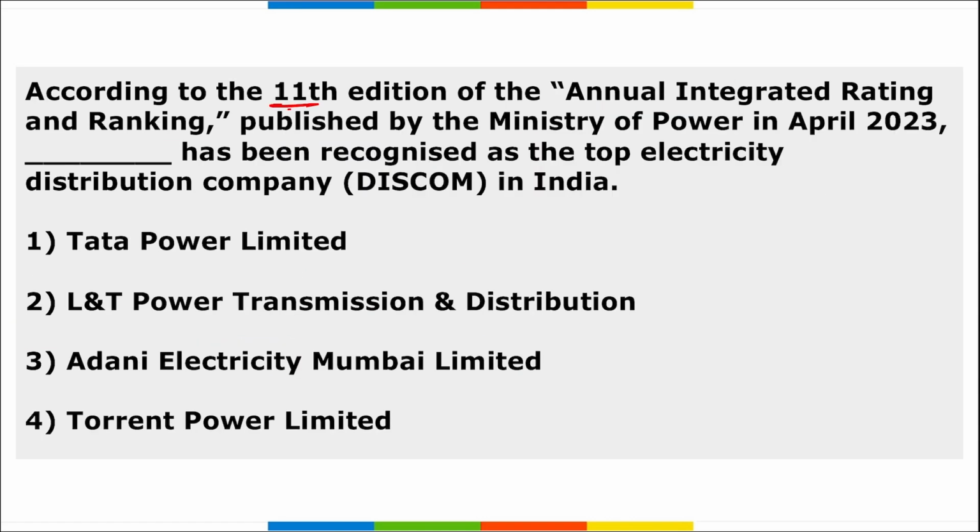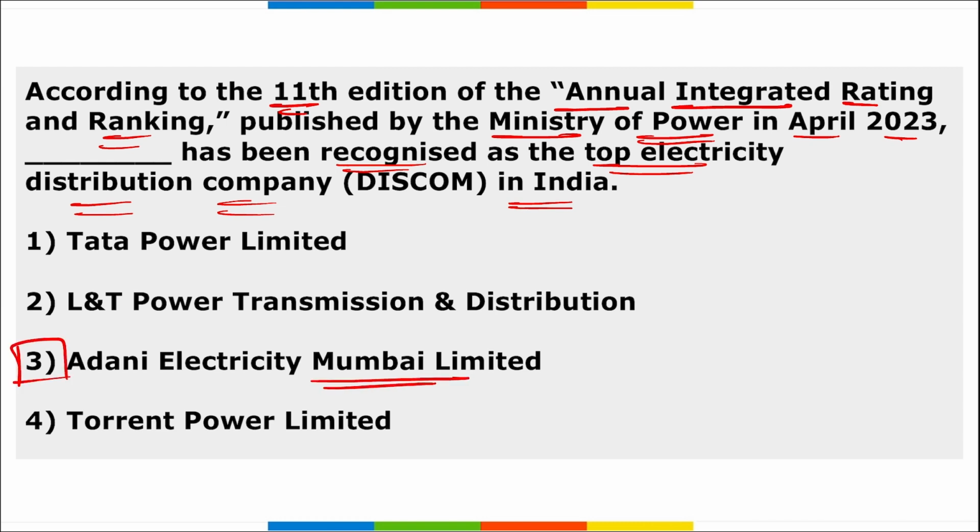Next, according to the 11th edition of the annual integrated rating and ranking published by the Ministry of Power in April 2023, which company has been recognized as the top electricity distribution company in India? It is Adani Electricity Mumbai Limited. It has been recognized as the top electricity distribution company in India as per the 11th edition of the annual integrated rating and ranking.